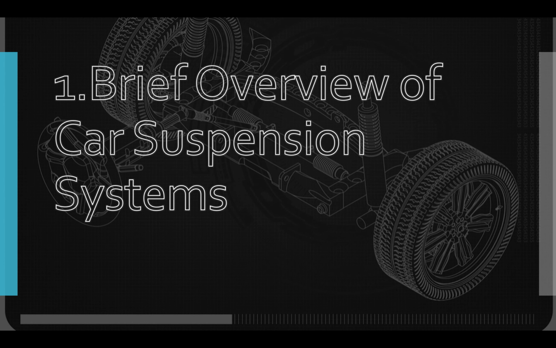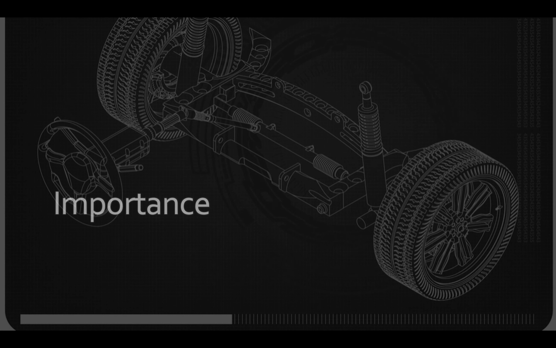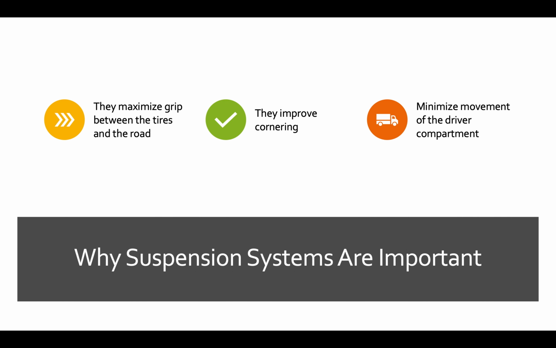Section 1. Brief overview of car suspension systems. Importance. Why car suspension systems are important. First of all, they maximize grip between the tires and the road. Second, they improve cornering. Third, they minimize movement of the driver compartment, ensuring a good ride for both the driver and any cargo that he might be bringing along.